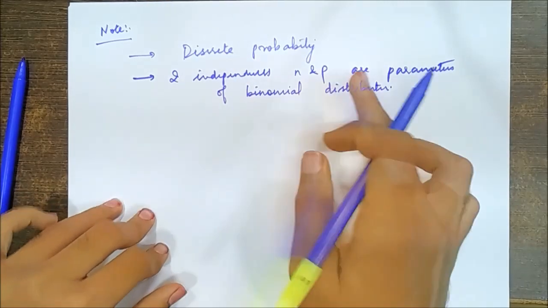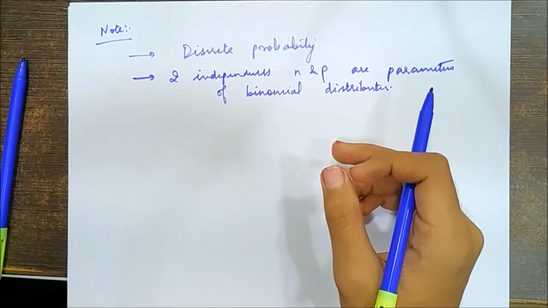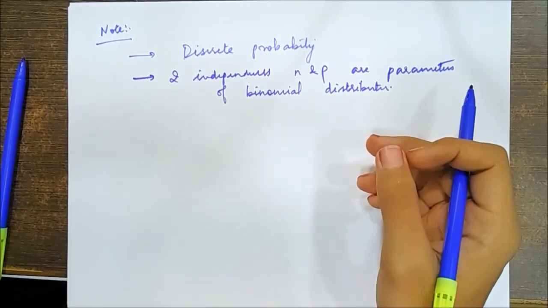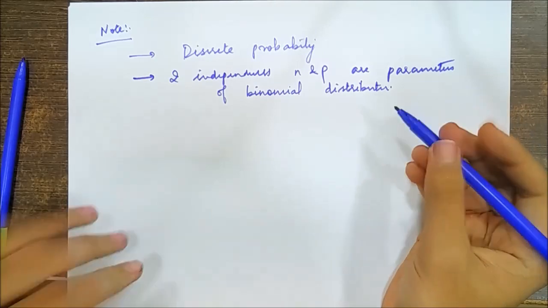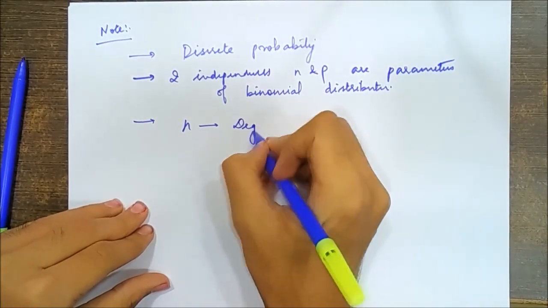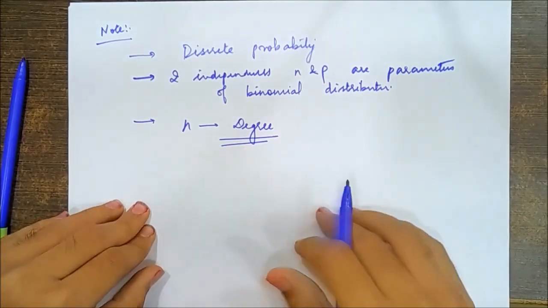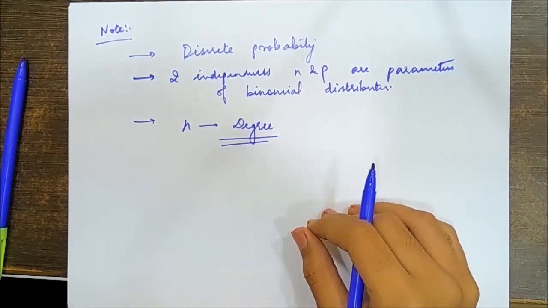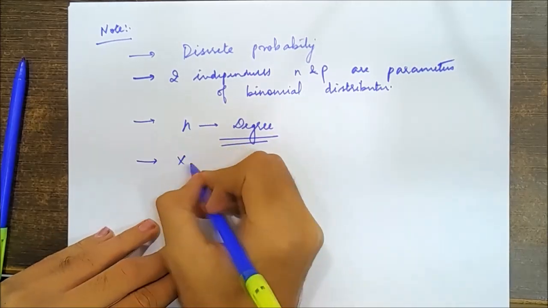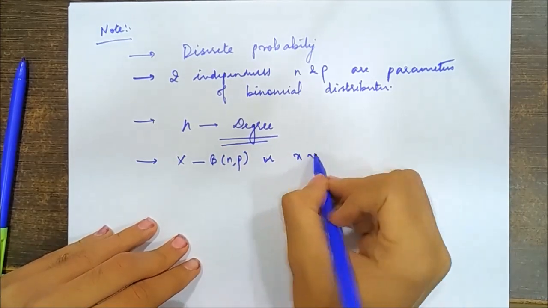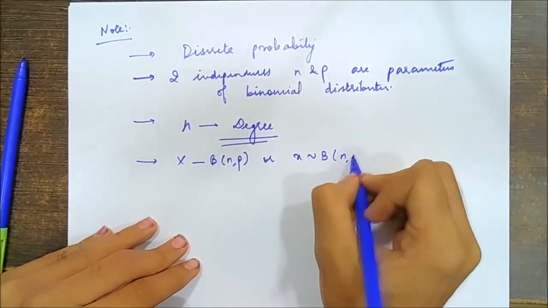So n and p are basically the parameters of the distribution. The number of trials n is also sometimes called the degree of the binomial, that is, how many times we try. Okay, if a discrete random variable X follows a binomial distribution with parameters n and p, then we write X ~ B(n, p).